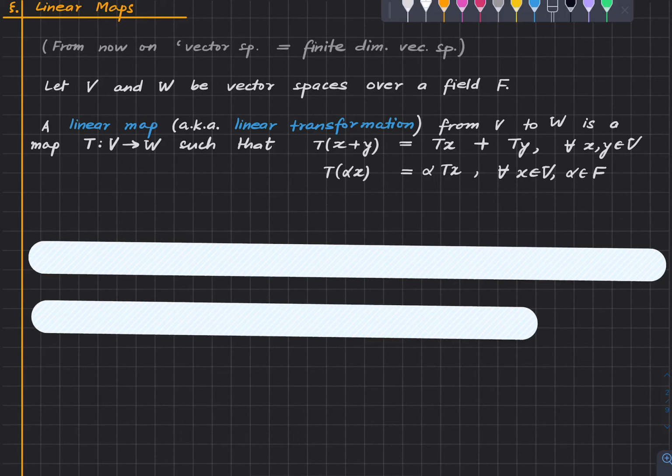So a linear map is a map which respects the addition operation. So it kind of distributes over the addition and it respects the scaling operation. That's all. So that's a linear map.